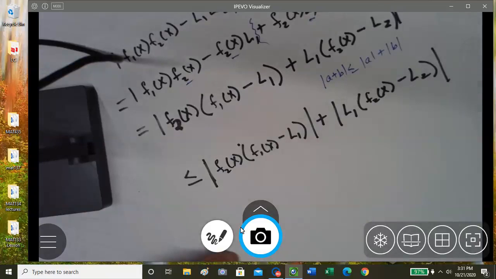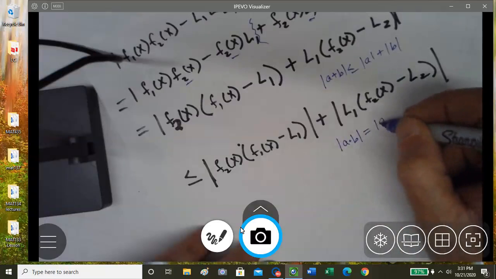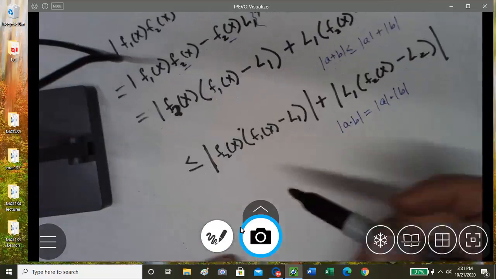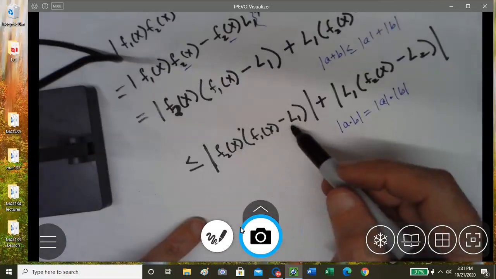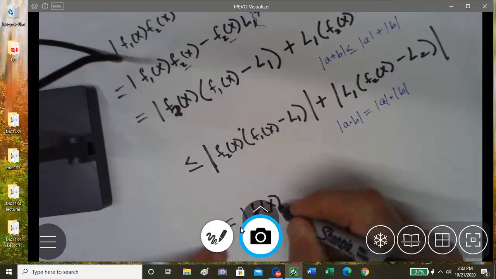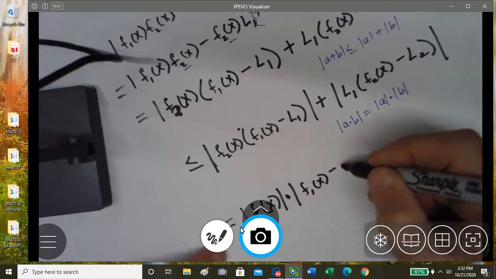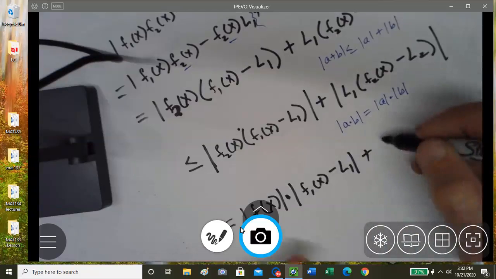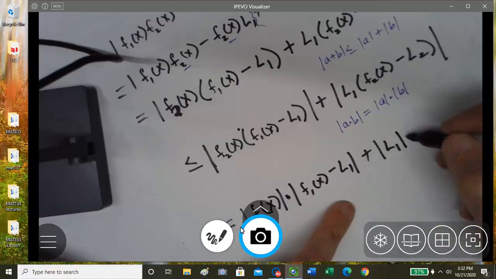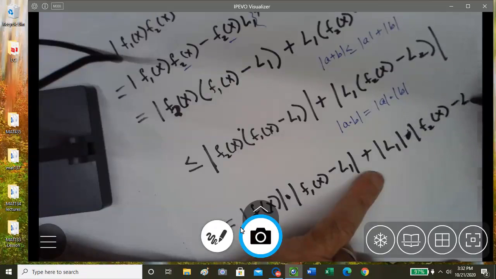Okay, now also, the absolute value of A times B is equal to the absolute value of A times the absolute value of B. So since this is f2(x) times the quantity f1(x) minus L1, we can say that that's going to be equal to the absolute value of f2(x) times the absolute value of f1(x) minus L1, plus, and now the L1 is multiplying into the quantity f2(x) minus L2, so that'll be the absolute value of L1 times the absolute value of f2(x) minus L2.